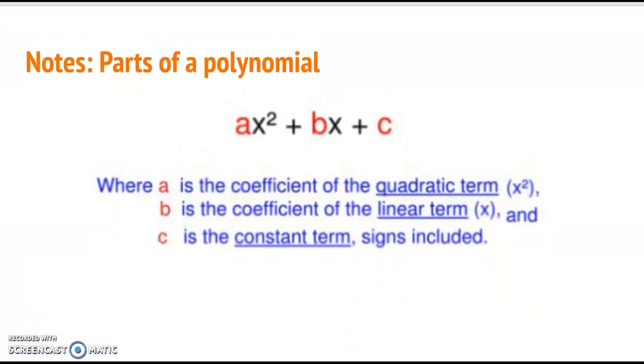And these are our notes for polynomials. Polynomials means many terms, and we're going to be looking at expressions that have 3 terms. Our A, B, and C are usually numbers. Our A is the coefficient of our quadratic term, so anything that's x squared. Our B is known as our linear term, and it's always next to x. And then we have C, which is our constant term, and it doesn't have a variable next to it.